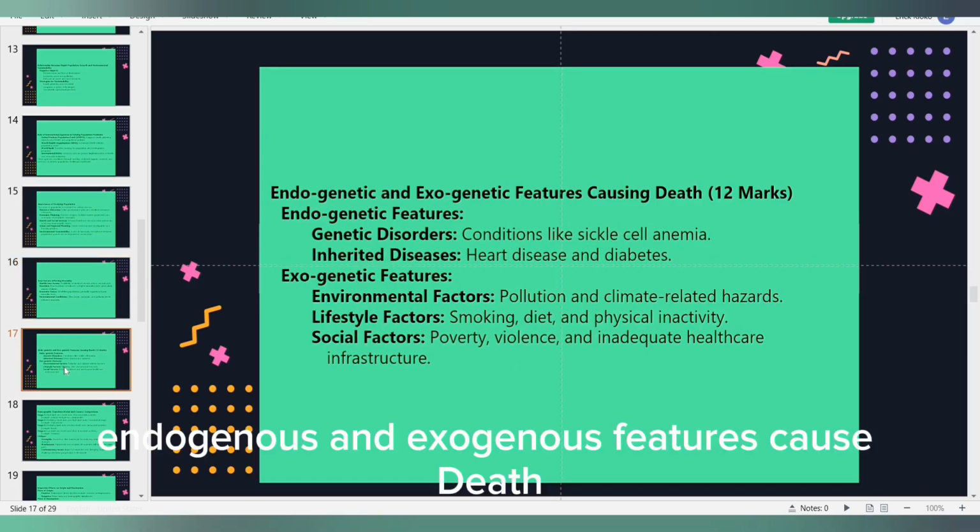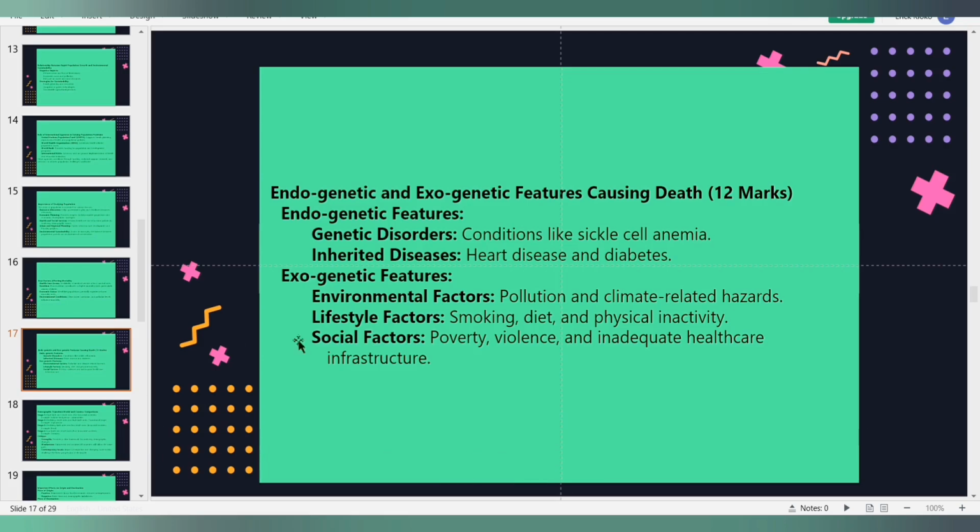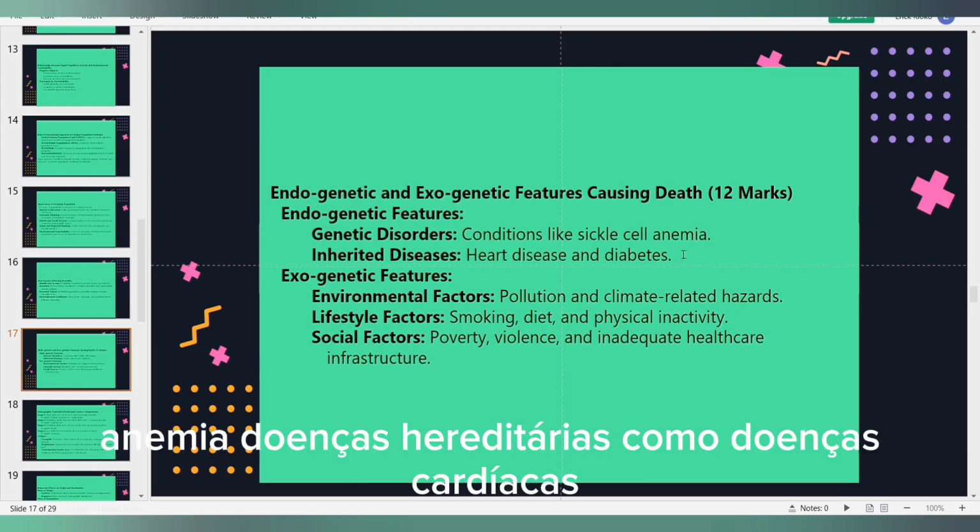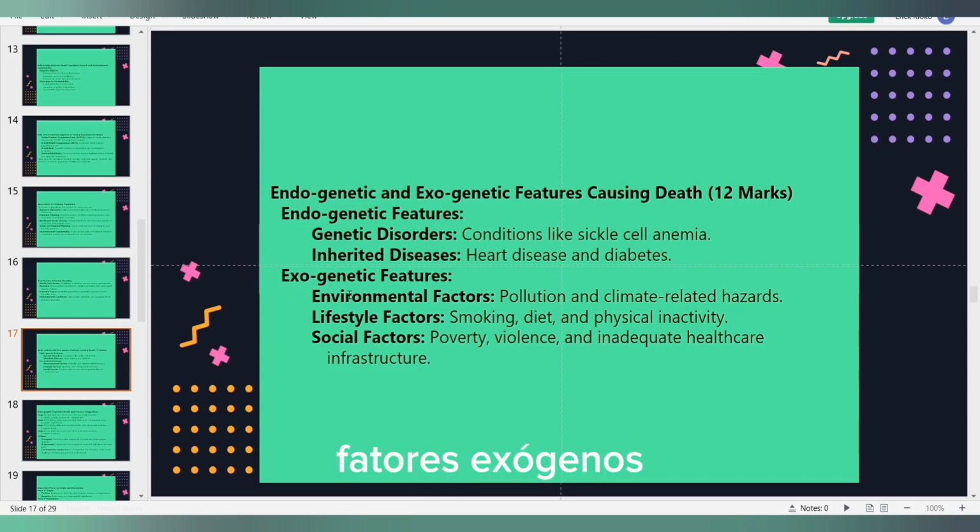Endogenic and exogenic features causing death. Endogenic are within a person's body. Exogenic are outside, external factors. Endogenic, let's say genetic disorders like sickle cell anemia, inherited diseases like heart disease. Exogenic features, for example, environmental factors, lifestyle factors, social factors like violence.